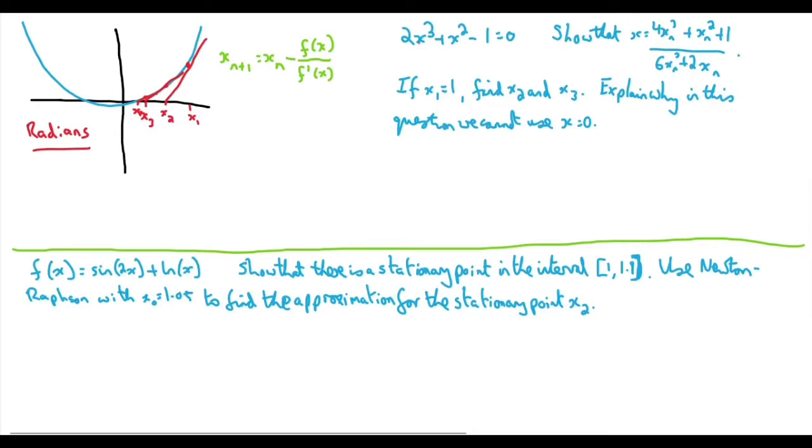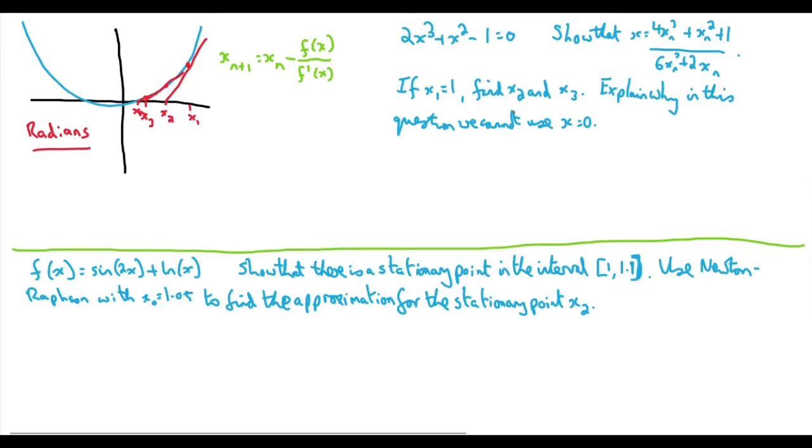So 2x cubed plus x squared minus 1 equals 0 is our starting curve equation. We want to show, first of all, that x_{n+1} equals (4x_n cubed plus x_n squared plus 1) over (6x_n squared plus 2x_n). Then if x1 equals 1, find x2 and x3, and explain why for this question we cannot use x equals 0.